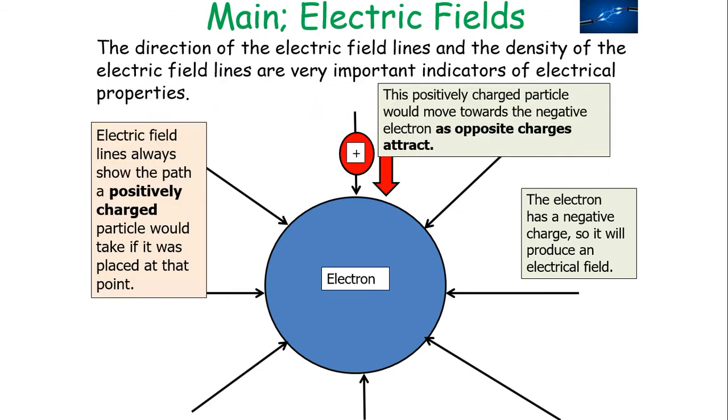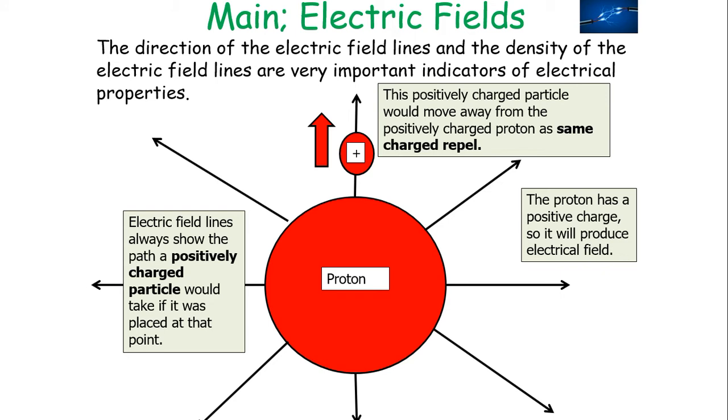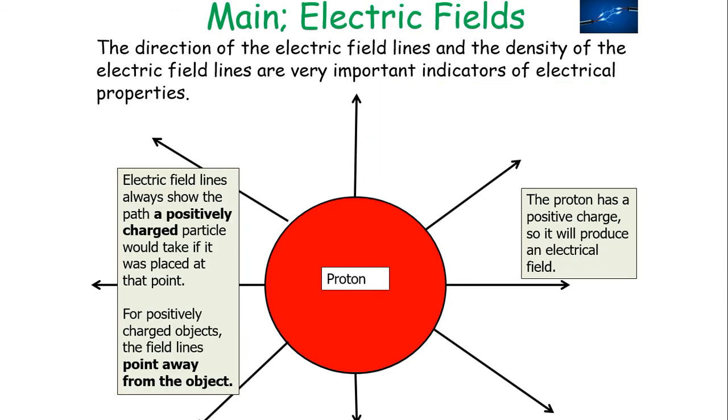We draw the direction of the field lines as the direction that a positively charged particle would take if it was in the field. For a negatively charged particle, a positively charged particle is always attracted to the negative, so the field lines are always pointed towards the particle. But for a positively charged particle, another positively charged particle would move away from it because same charges repel. So in all positively charged particles, the field lines point away from the object.